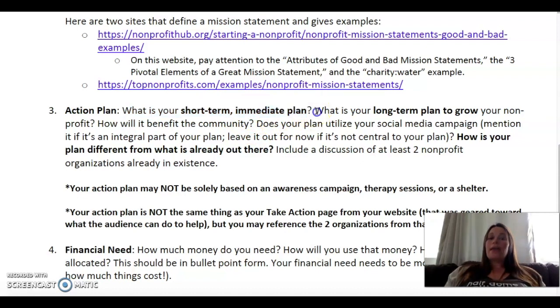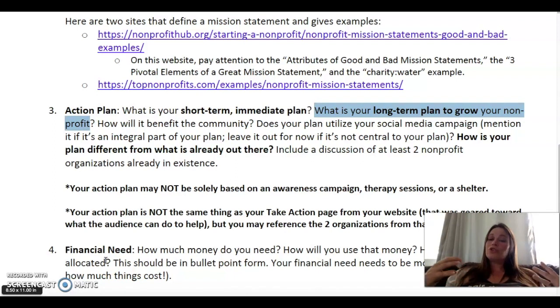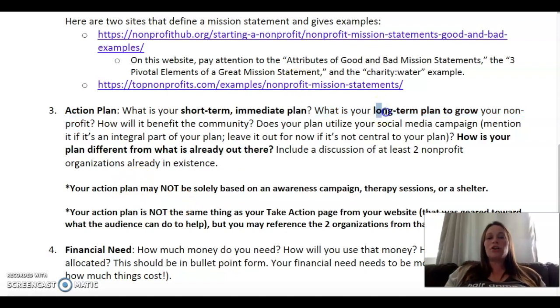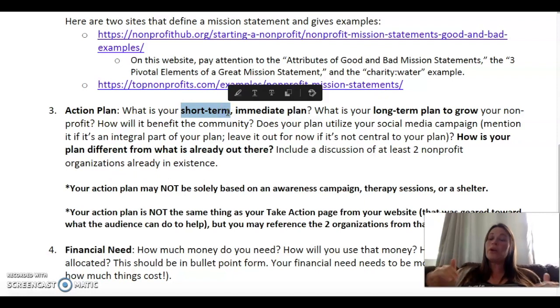Now, beyond that, okay, what is your long-term plan to grow your nonprofit? You can have a long-term plan, and that is where you can dream a little bit bigger, okay, especially if you're asking for money, right? You can dream big when asking for money. You have to be realistic, but you can still be a bit of a dreamer in that section, okay? Again, please don't focus as much on your long-term plan. Please focus on your short-term plan, meaning what are you going to do right now in order to help people, okay?